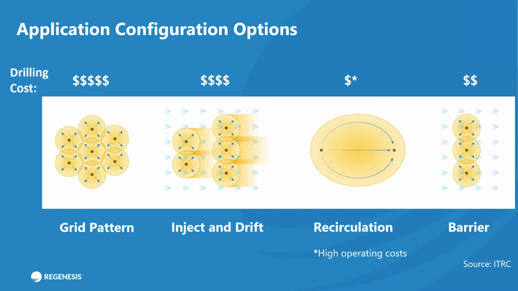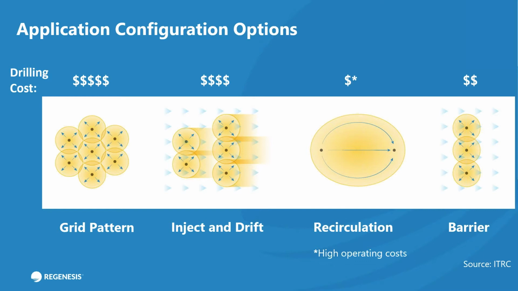Someone's got to manage and maintain that recirculation system, so that's something that has to be thought about. But it's certainly something that could be considered, particularly if you're on a site where you have buildings and it's not possible to drill inside. Using some kind of recirculation system to drag a reagent beneath that building to ensure even treatment could be an option.